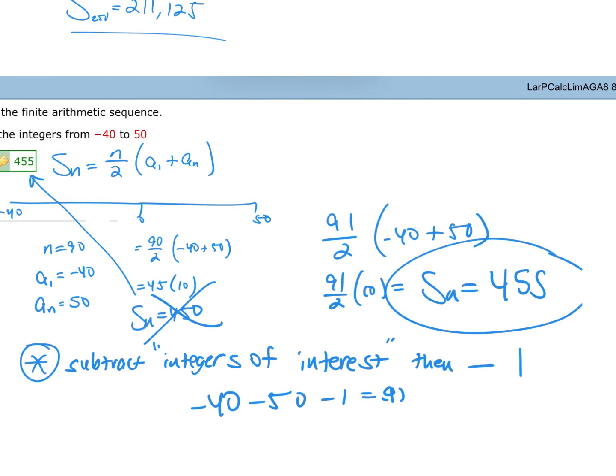So on these problems, and some of them are tricky, I understand that. We did that on purpose because you're going to have problems like that on your test. You have to account for all of the integers, including the bookends, the one on the end. So you always are going to subtract the integers of interest, then minus 1.